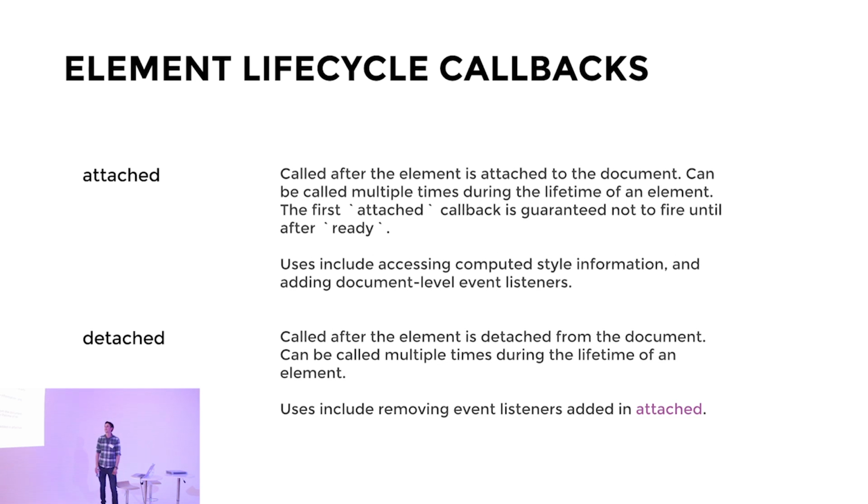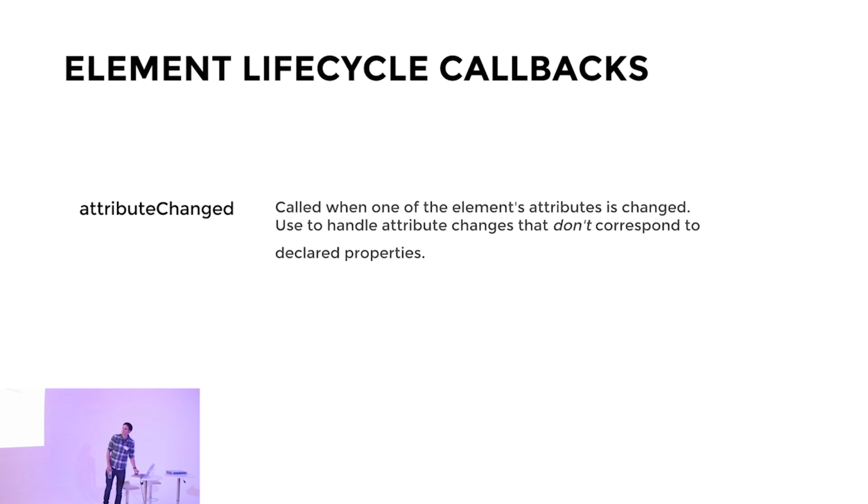The attached callback is when it's actually been attached to the DOM. So if you've got any event listeners you want to listen to at document level, then this is where you do it. And the detached one is where you do any cleanup within your element. This is when it's been removed from your DOM. And then finally, we've got the attribute changed callback. This is whenever any of the attributes on your element change, so you can react to anything from there.